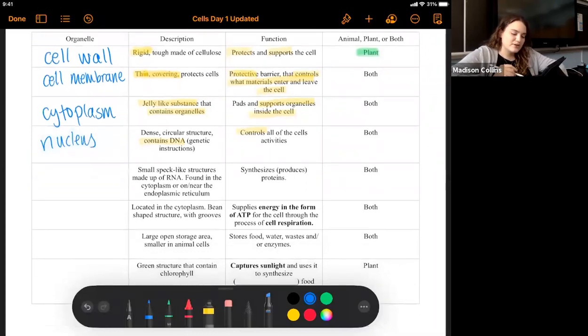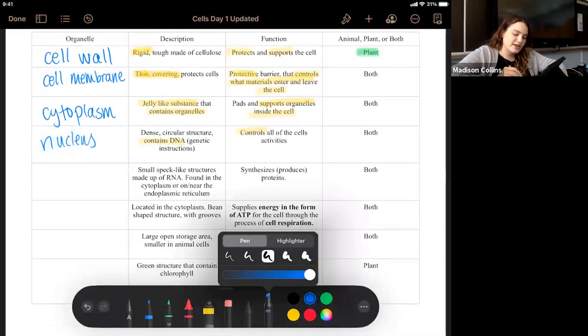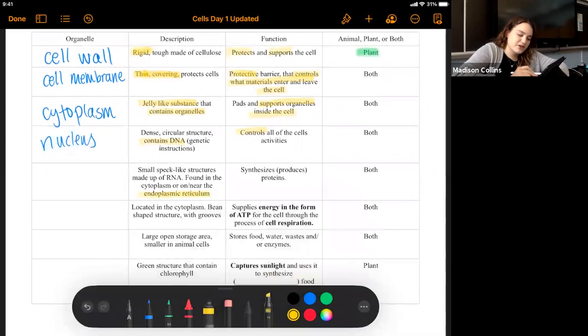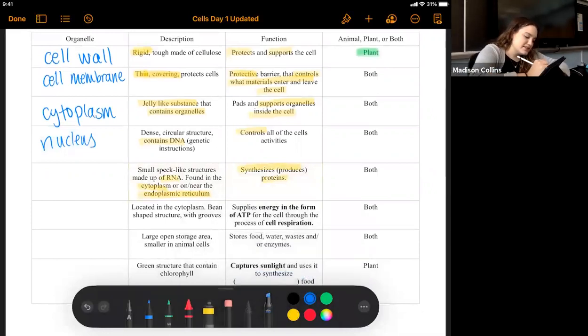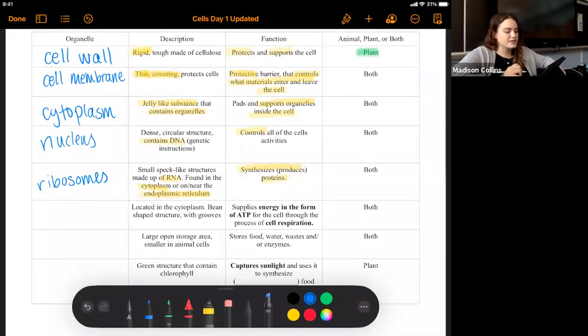Next up, we've got small speck-like structures made up of RNA. They're found in the cytoplasm or on or near the endoplasmic reticulum. So we find them in a few places. And their job is that they synthesize or produce protein. Once again, they're found in both animal and plant cells. This is what's known as the ribosomes. So ribosomes produce protein.